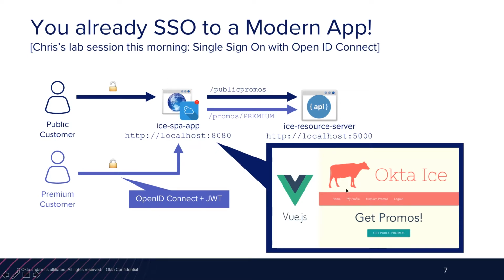This is a simple application we have that has this front end built using Vue.js, which taps into a REST API to return public promos for this customer and premium promos for this one. So for doing single sign-on in this app, we used OpenID Connect with JSON Web Tokens.